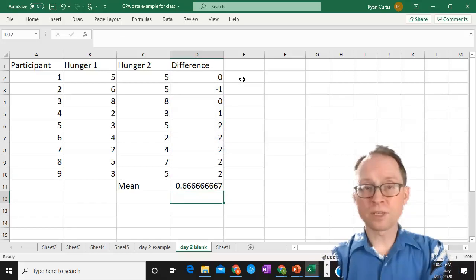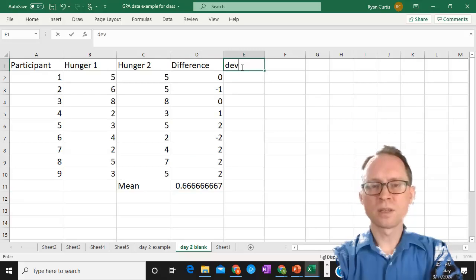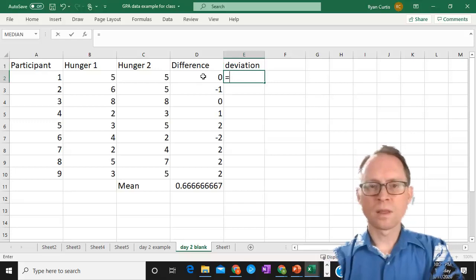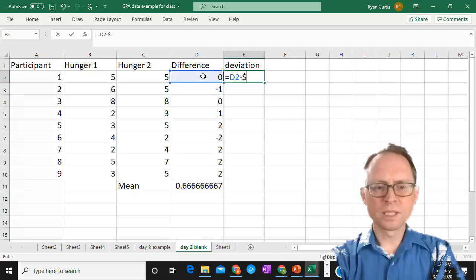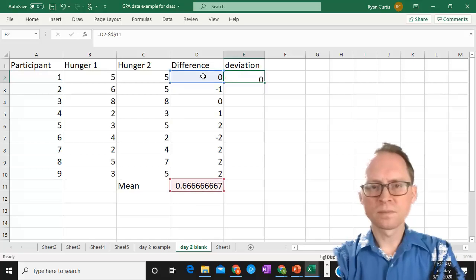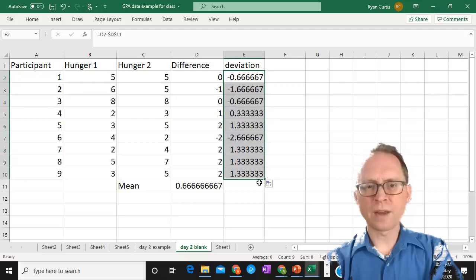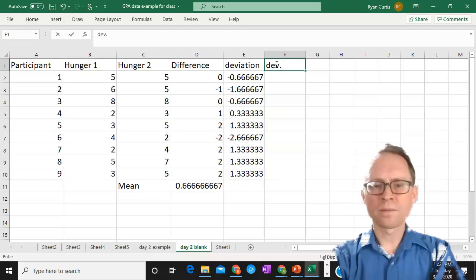Then we need to get the standard deviation. We do that the same way we've always done it. So we get the deviation, which is D minus D bar, and we get each one of those. But if we add them up, that's going to end up being 0. So we have to square it. Deviation squared.